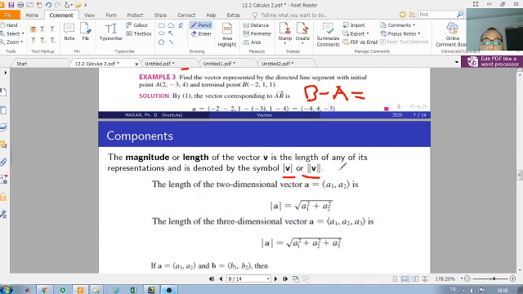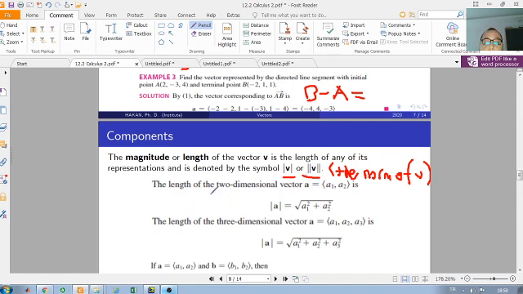Also, we have another name for this quantity of the vector. It is called the norm, the norm of the vector V. Okay, we will say sometimes the magnitude of the vector V or the length of the vector V, or sometimes we say the norm of the vector V.